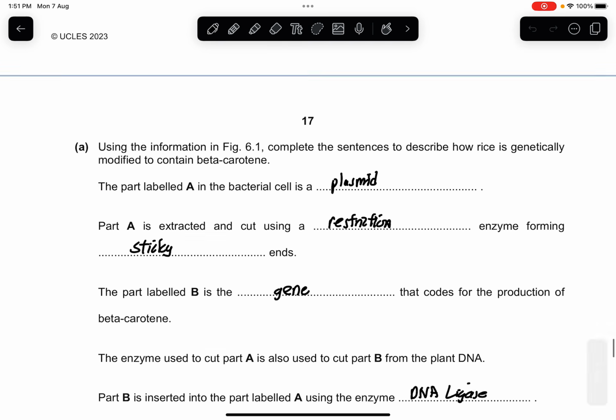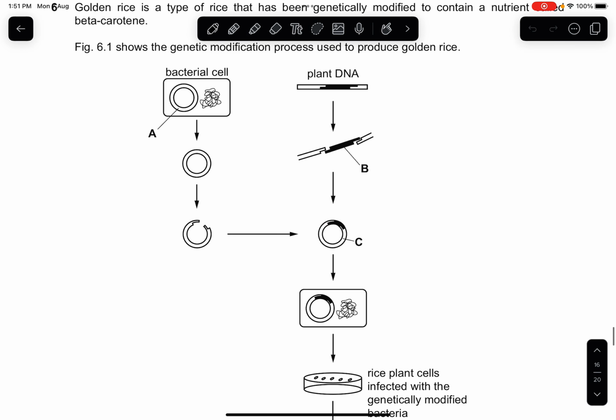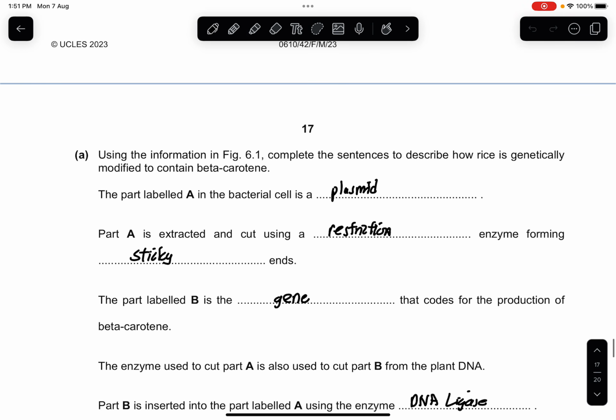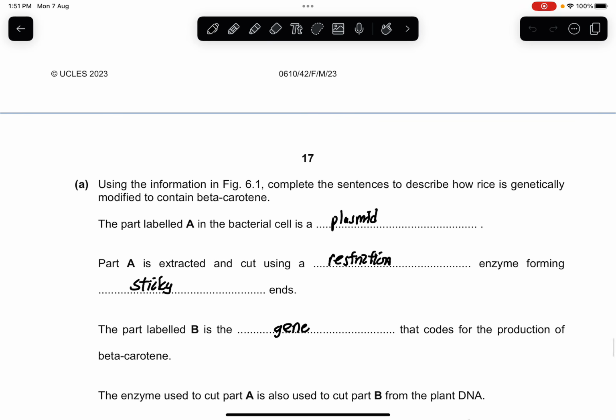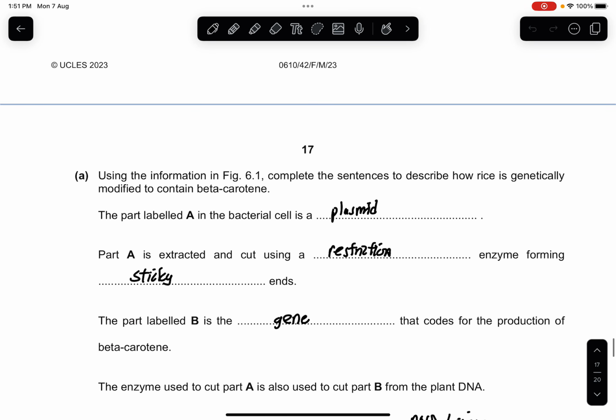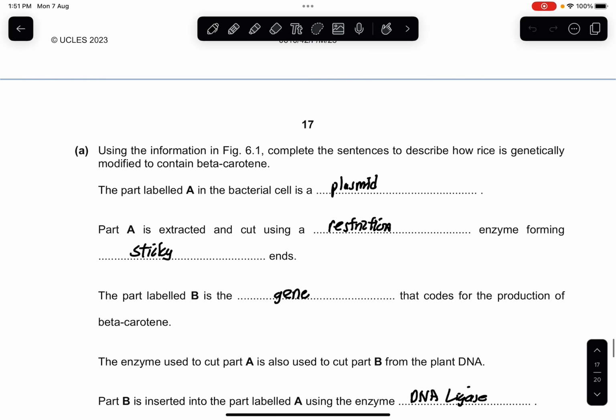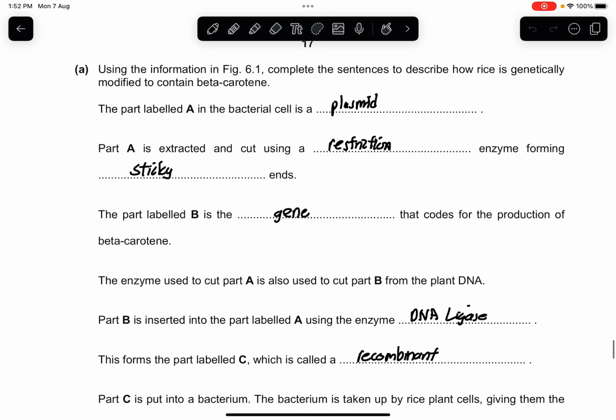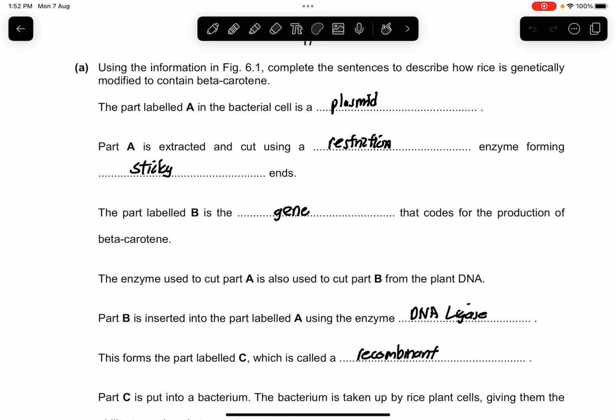So the part labeled A in the bacterial cell, you can see this is a plasmid. So part A is extracted and cut using a restriction enzyme, forming sticky ends. The part labeled B is this one, a gene that codes for the production of beta-carotene. If we don't know why it is a gene, the definition of a gene in inheritance is that it's a length of DNA that codes for a protein. So beta-carotene here will be a protein.